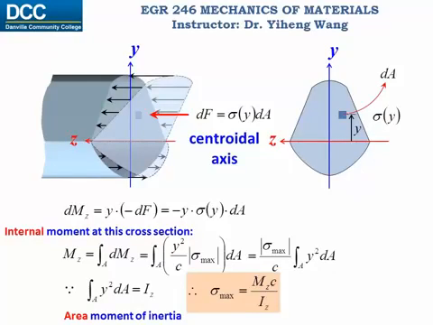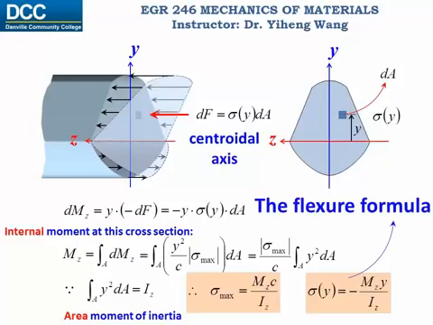C, again, is the maximum perpendicular distance from this z-axis. And from here, we can also derive the equation to calculate the normal stress at an arbitrary location y, and this is known as the flexure formula.